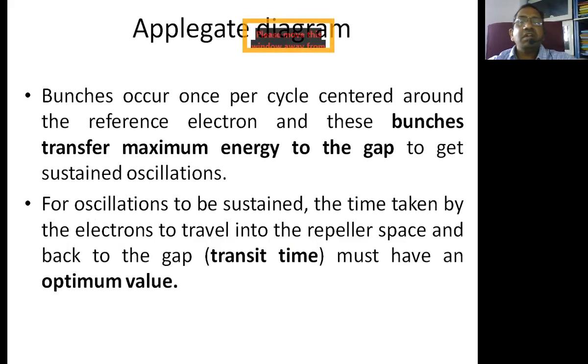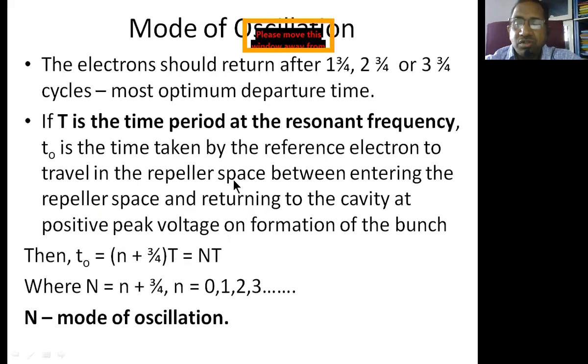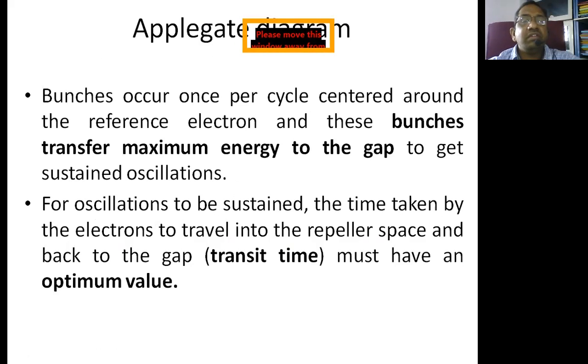Bunches occur once per cycle centered around the reference electron, and these bunches transfer maximum energy to the gap to get sustained oscillations. So this is how we get sustained oscillations. Maximum energy will be transferred to the gap because of the bunches, giving sustained oscillations.